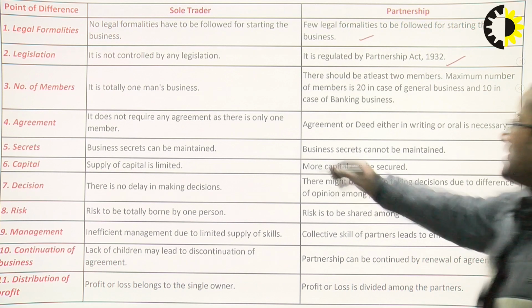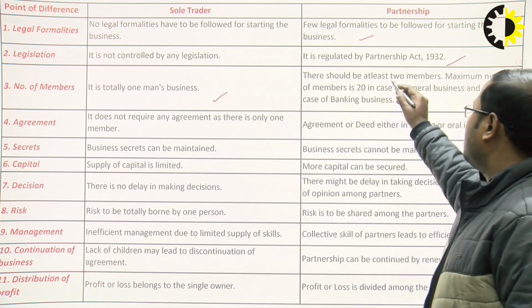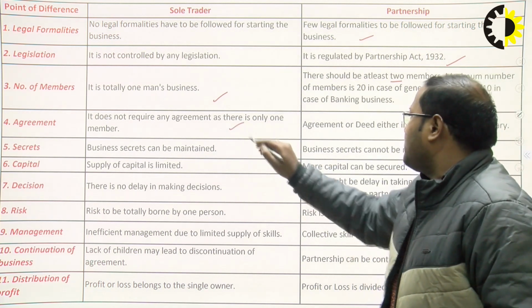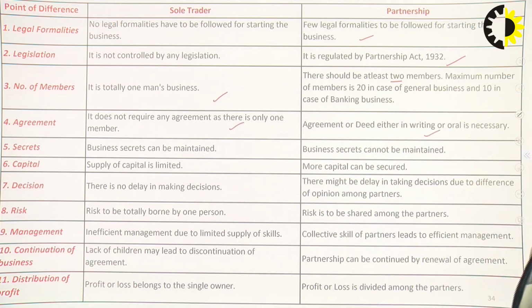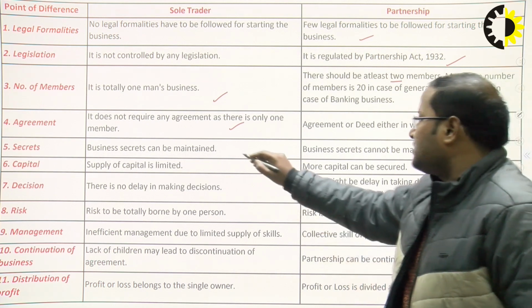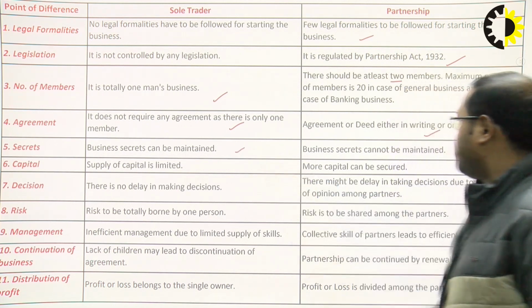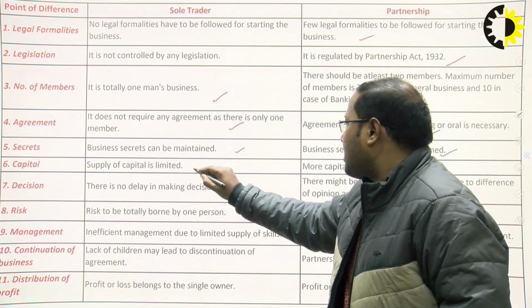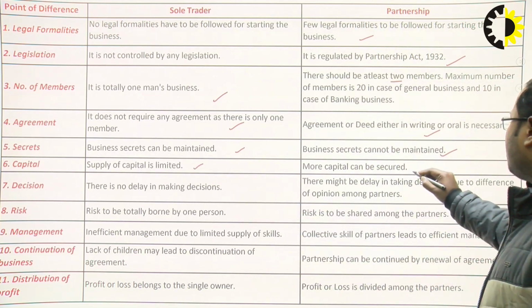Number of members: a sole trader is totally a one-member business. In a partnership there should be at least 2 members. The maximum number of members is 20 in case of general business and 10 in case of banking business. Agreement: a sole trader does not require any agreement, but in a partnership an agreement is required. Secrets: in a sole trade, business secrets can be maintained. In a partnership, business secrets cannot be maintained because the information is distributed among the partners. Capital: in a sole trade, the supply of capital is limited, but in a partnership more capital can be secured.